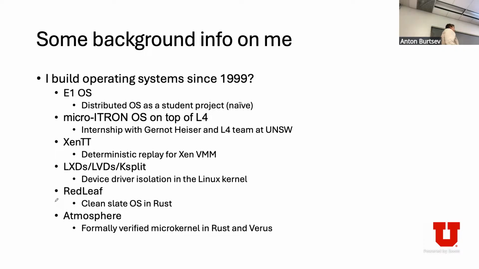And this most recent one, Atmosphere, which was just accepted this year and which we are still publishing, is a fully formally verified microkernel in Rust. So it's essentially Rust and formal verification, where you have a mathematical proof of why it's correct. And we're going to talk a little bit more about it.